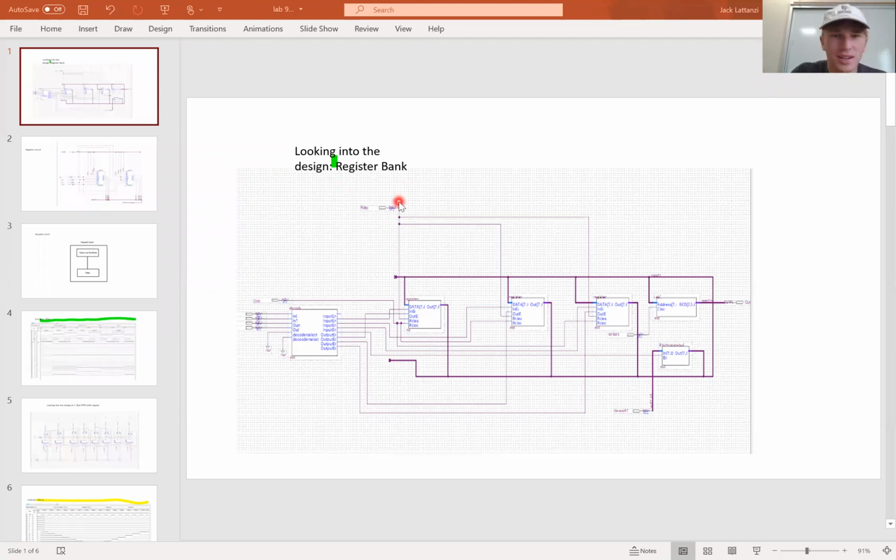So beginning here, looking into the design of the register bank, you can see that there is a decoder right here, which has 2 inputs, input 1 and input 2, and an output 1 and output 2. This is what is going to control the whole circuit. So you can see there's input enables and output enables.